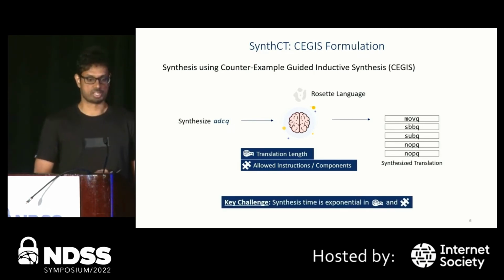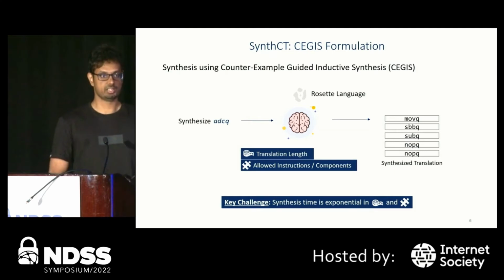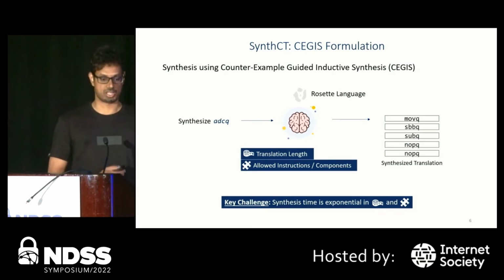However, we quickly run into a scalability issue when we try to synthesize an ISA like x86-64. In our experiment, we found that the synthesis time is exponential in both the translation length and the allowed set of components to be used. So in the rest of this talk, I'll go over techniques that we implement in SynthCT to make the synthesis problem tractable for an ISA as complex and large as x86-64.